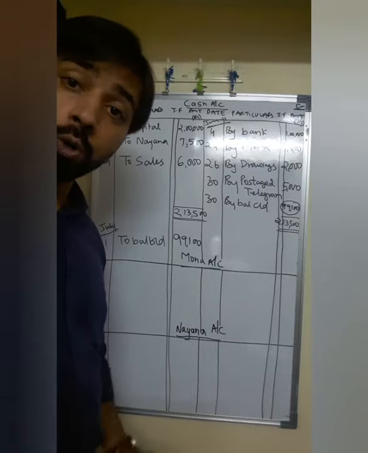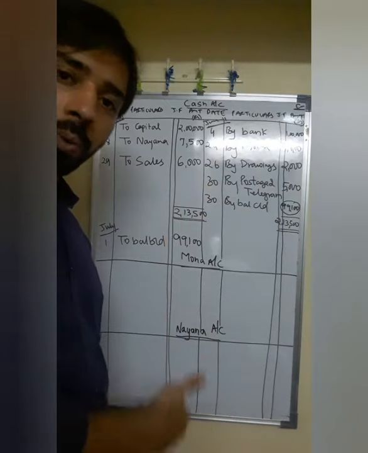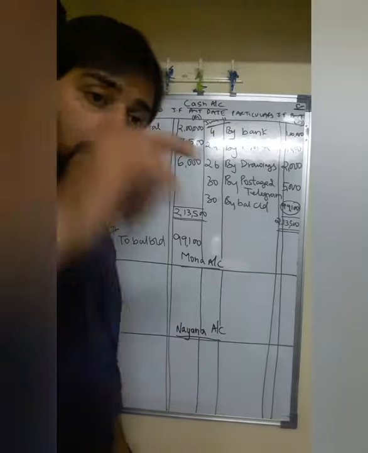99,100. I hope this is very much clear, right students? So this was just a cash account. Now two more accounts are there. Very few transactions are there, but let us complete that.